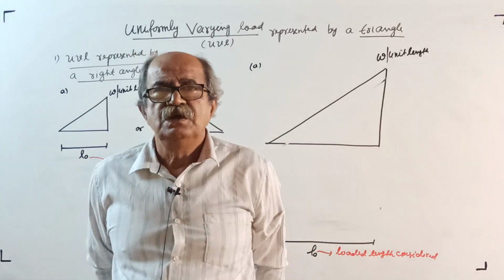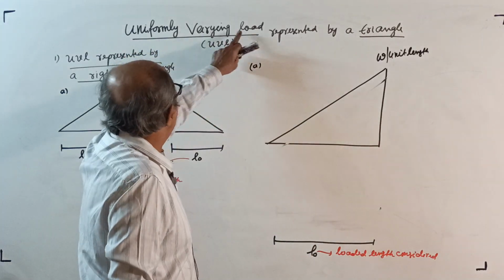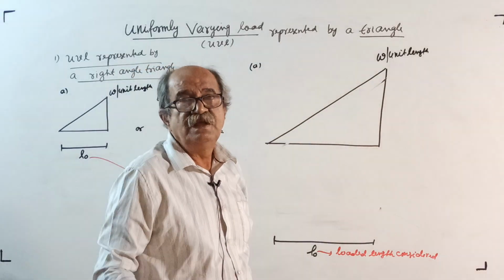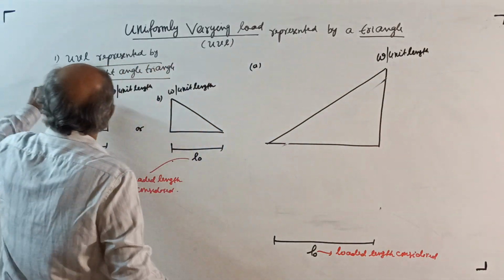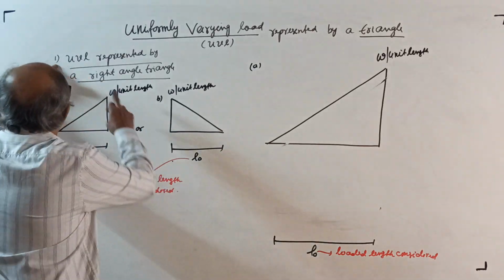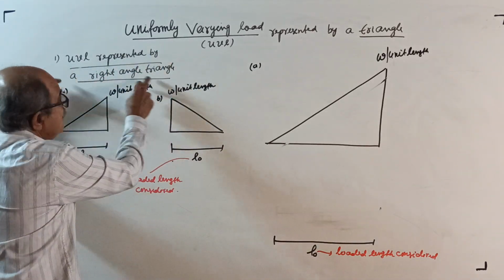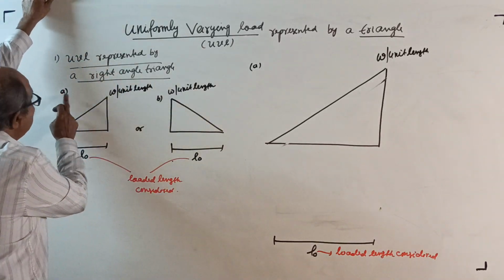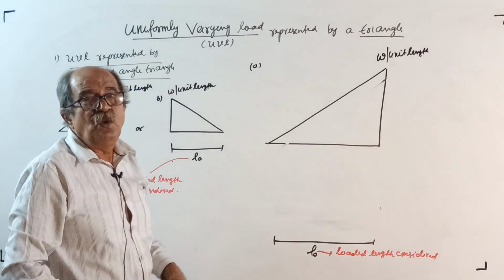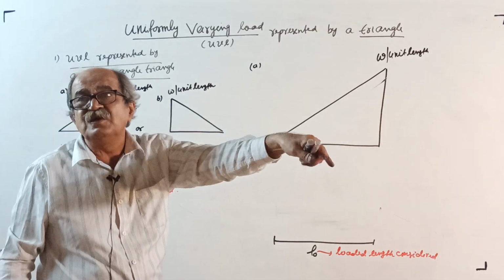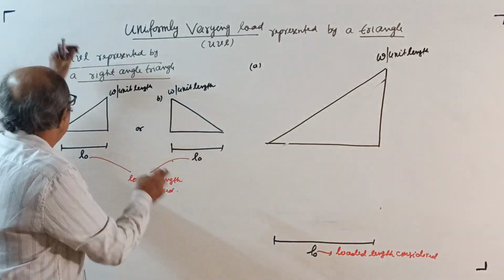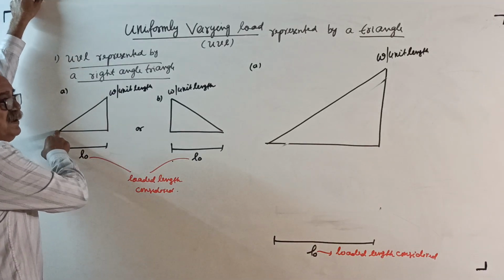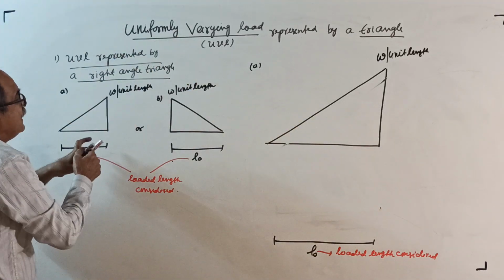Now, uniformly varying load, UVL, represented by a triangle. 3 subdivisions here. Subdivision 1, UVL represented by a right angle triangle. Either, see, AB. See, this AB is not one AB, distance will come later. Don't think that this is numbering, AB. If you want, write. Here, left side 0 intensity increases to maximum at right end.